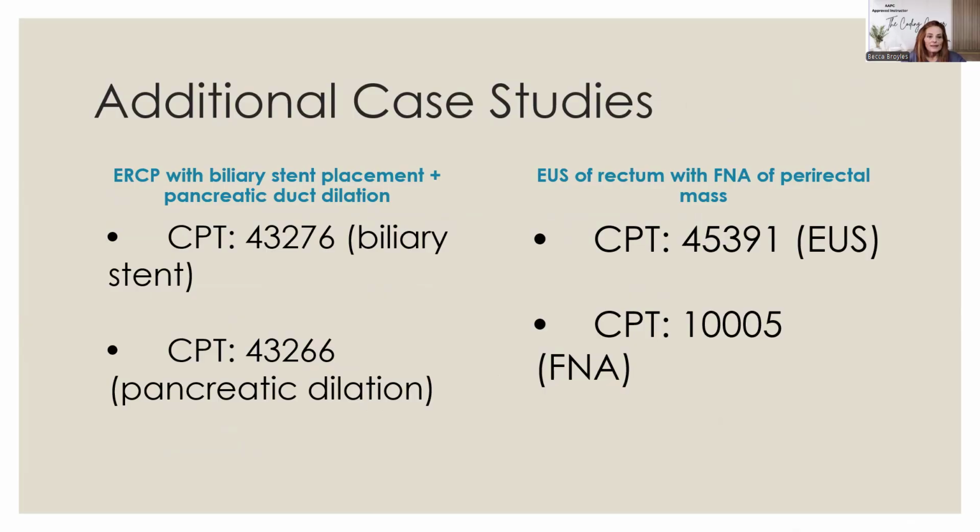Some additional case studies: ERCP with biliary stent placement plus pancreatic duct dilation. The CPT code would be 43276 for the biliary stent and 43266 for the pancreatic dilation. EUS of rectum with FNA of perirectal mass. The CPT would be 45391 for the EUS and 10005 for the fine needle aspiration.